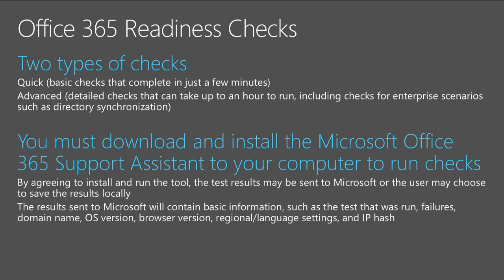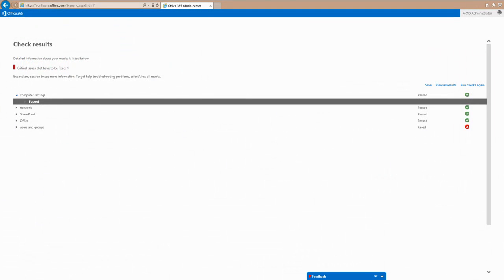And then the results will get sent to Microsoft, and they will also include basic information that will be tied to your tenant as well. So if you do need to call support and drill a little deeper and talk about some of the issues the tool might find, we'll have a lot of that basic information. The tests that were run, the failures that were incurred, the domain name that was involved, the OS and browser version, and even your IP hash as well. All right, so this is what the tool looks like if you haven't seen it.